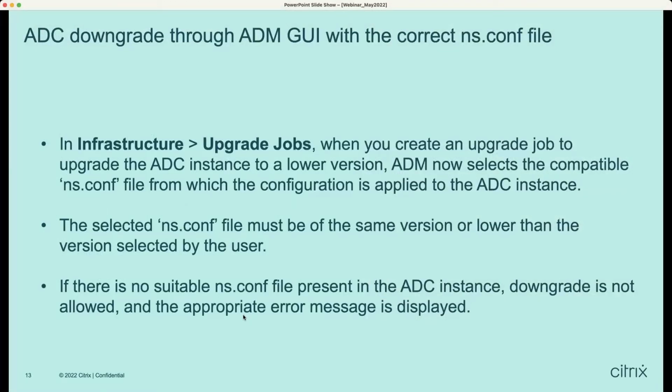Next is the ADC downgrade through the ADM GUI. This feature is a small enhancement under the upgrade jobs on the ADM service, which were already available. The entire upgrade flow remains the same. The use case here is that earlier, when you have an ADC and want to upgrade it, for example from 13.0 to 13.1, you select the instances and the image, and we follow all the process of scheduling, pre and post checks, and then schedule it for upgrade. In the same flow, a small enhancement has been done, again coming from customer feedback, that at times a customer has to do a downgrade of the ADCs as well.